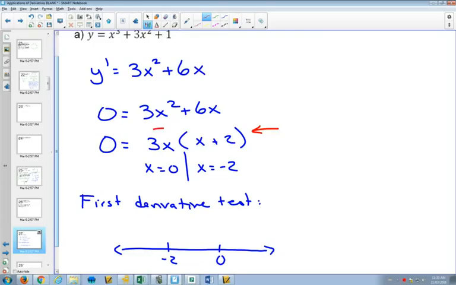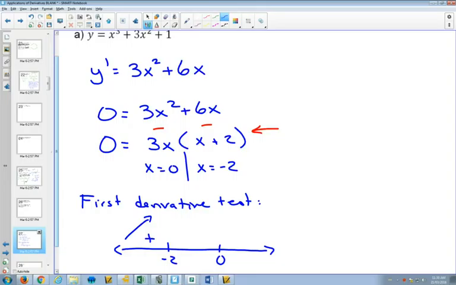this first thing is going to be negative. 3 times negative 5 is going to be negative 15. Then you're going to multiply by our second factor, and if I plug in negative 5 into there, that's also negative. A negative times a negative is positive, so I know this section is positive, and our original graph is increasing.